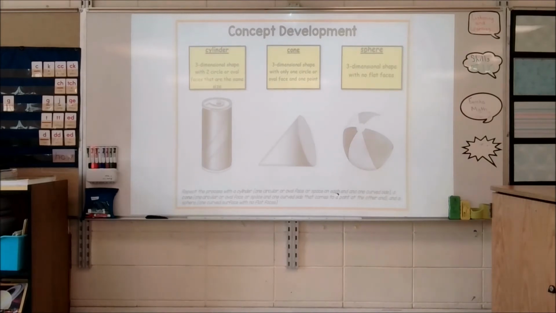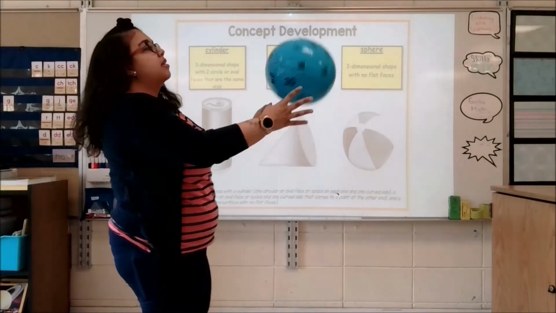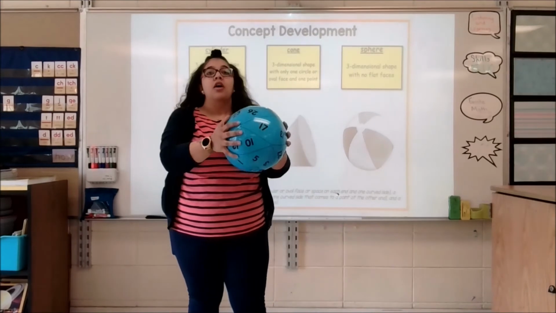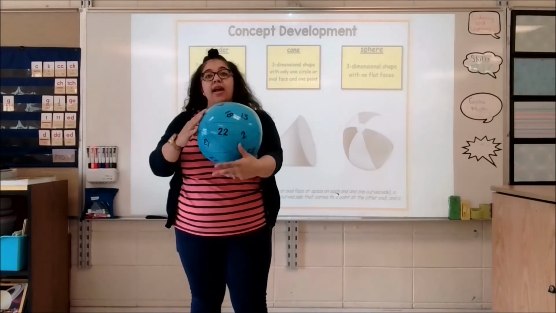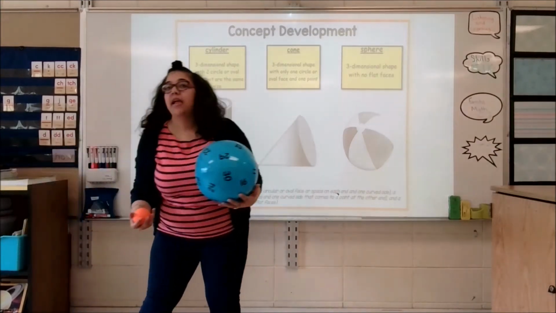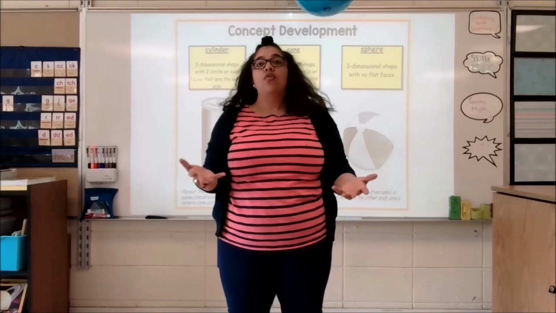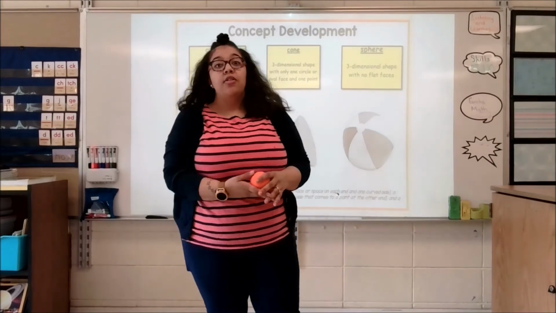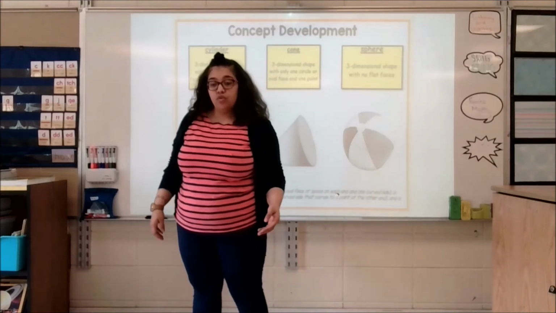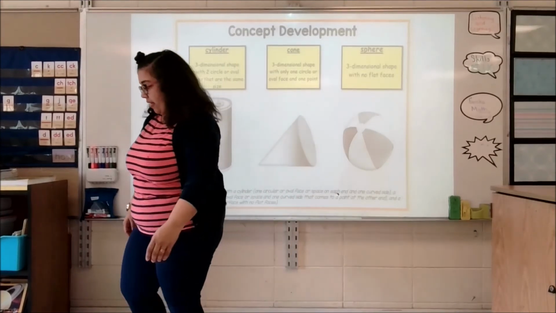Next, I want to show you a sphere. A sphere is often a ball. Pretty much most balls, except for footballs, are spheres. It is round. There's nothing flat about this. There are no flat faces. This is round. This will roll. There are no faces. There are no corners. See, my ball's all the way over there now.